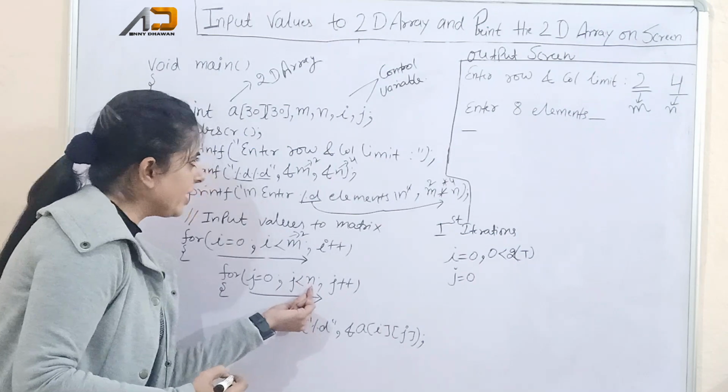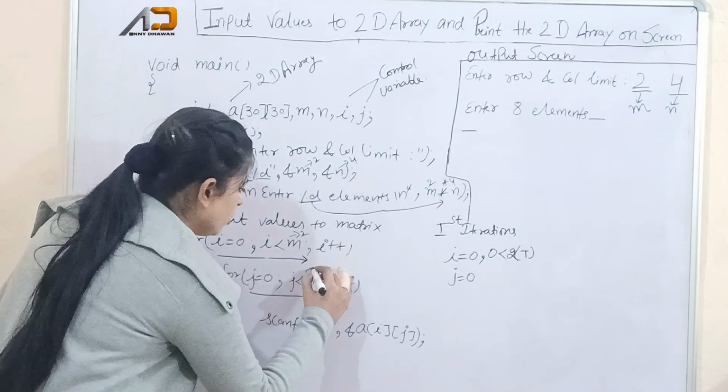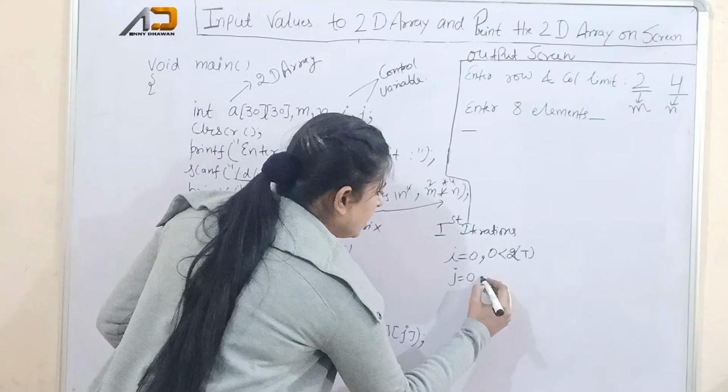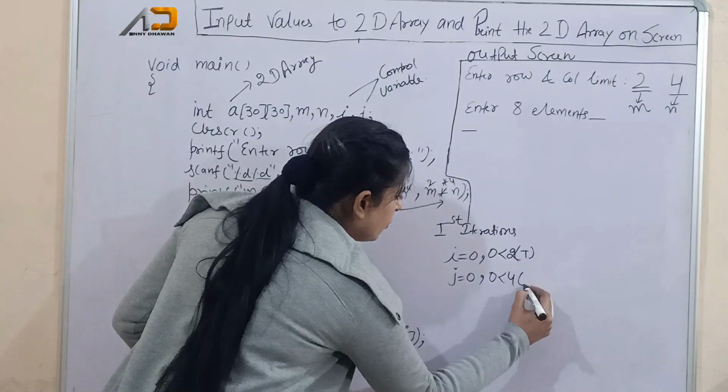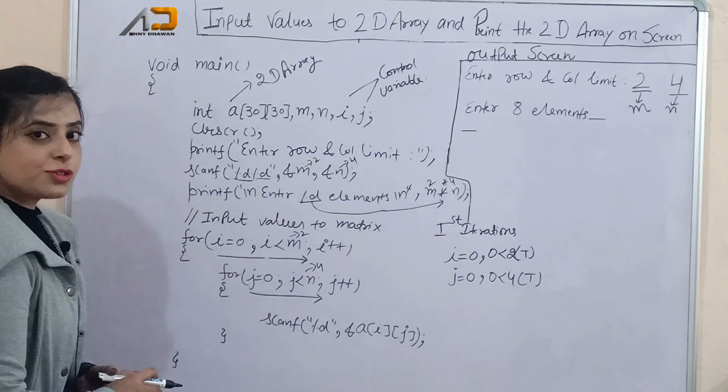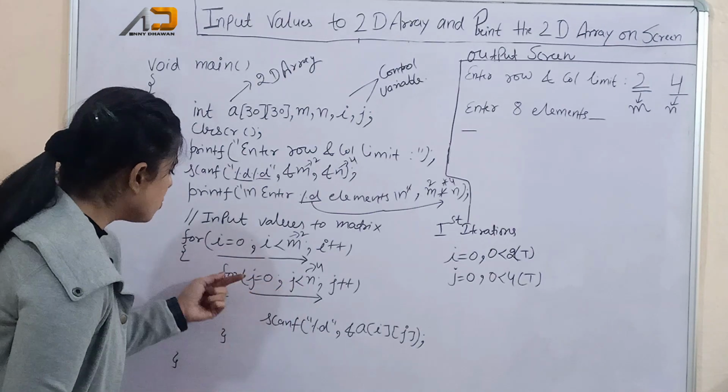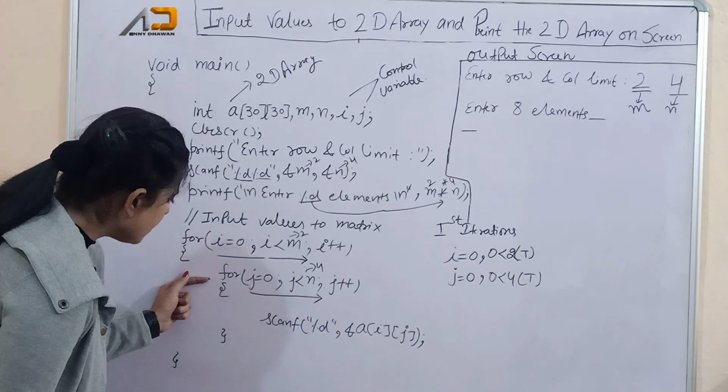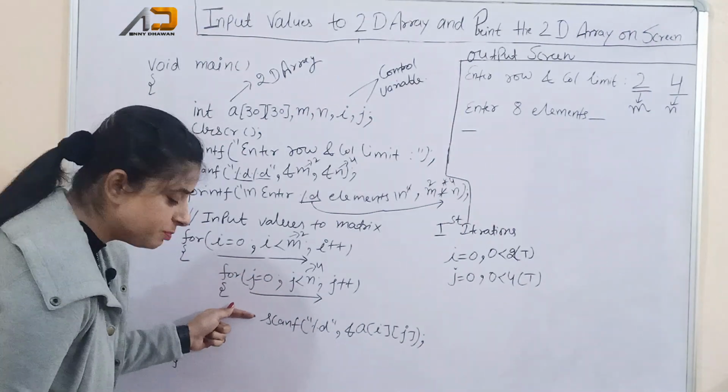What is the value of n here? It is 4. Check the condition. Is 0 less than 4? Again the condition is true. So the control enters into this loop body.